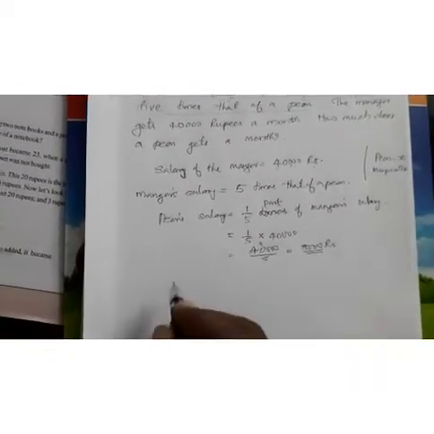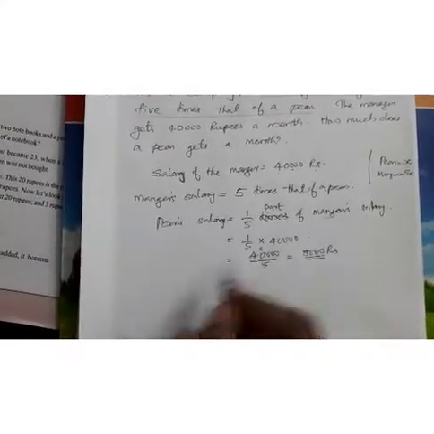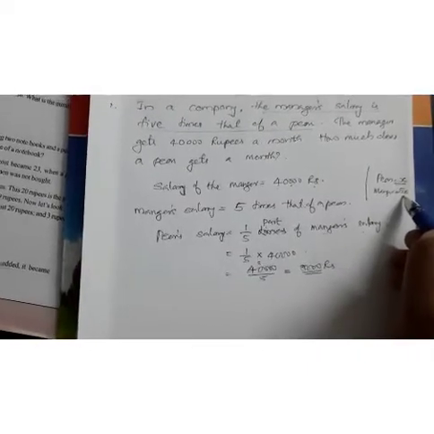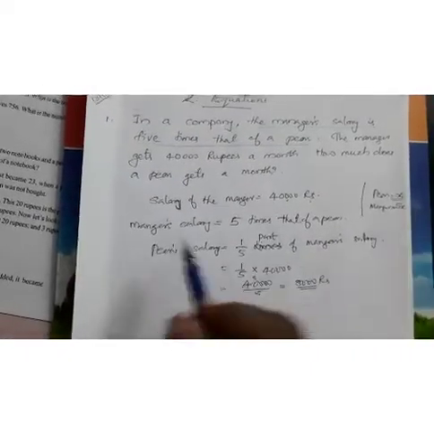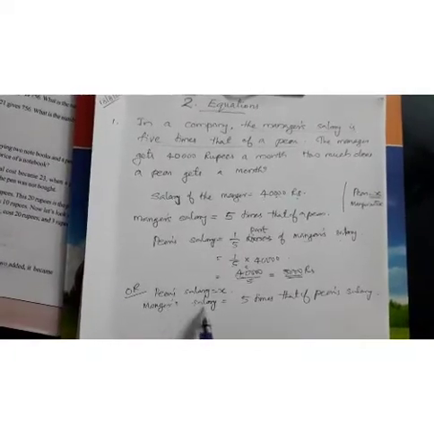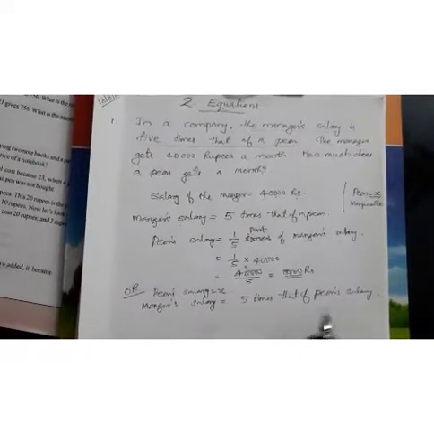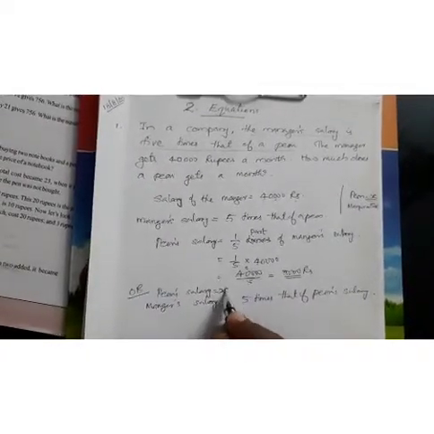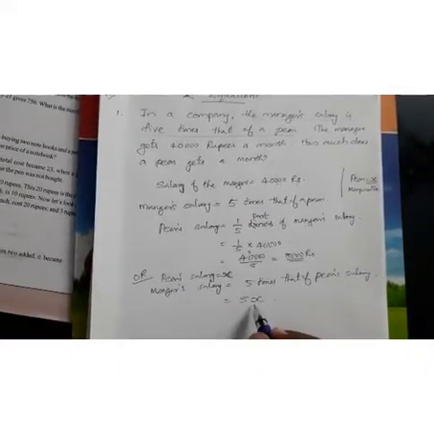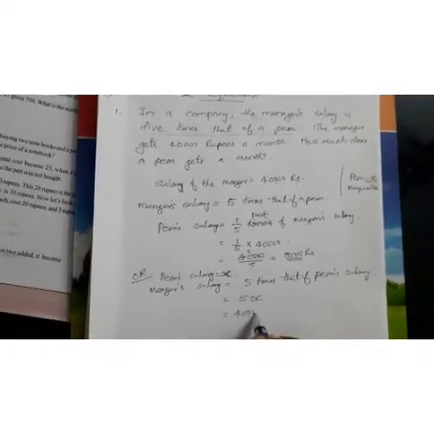In the algebraic method, we consider the peon's salary as X. The manager's salary is 5 times that of the peon. So what about the manager's salary? It is 5 times the peon's salary. The peon's salary is X, so 5 times means 5x. And how much is 5x? That is 40,000.